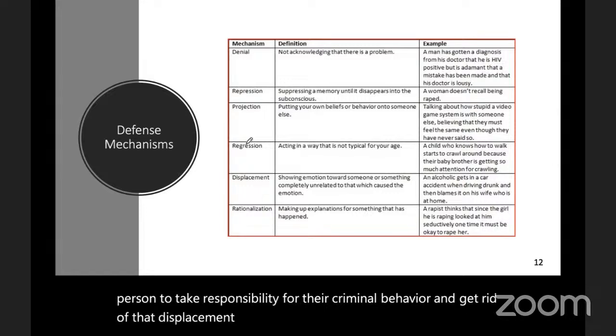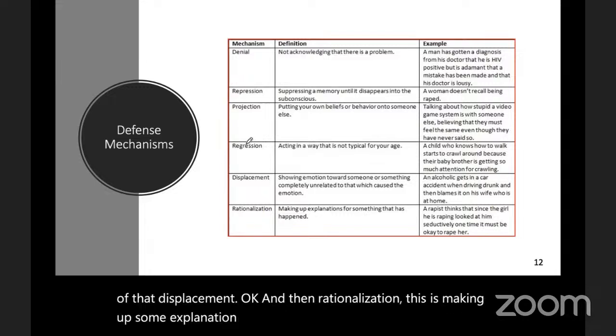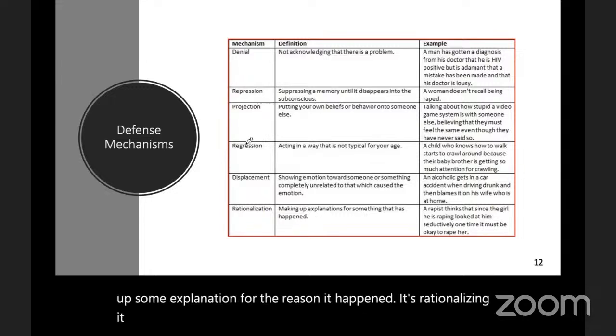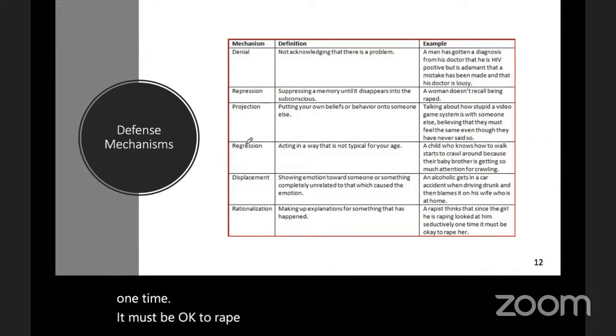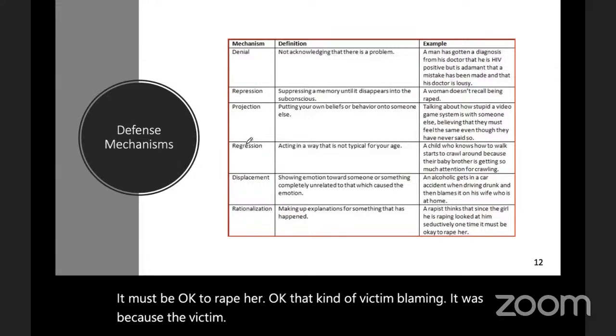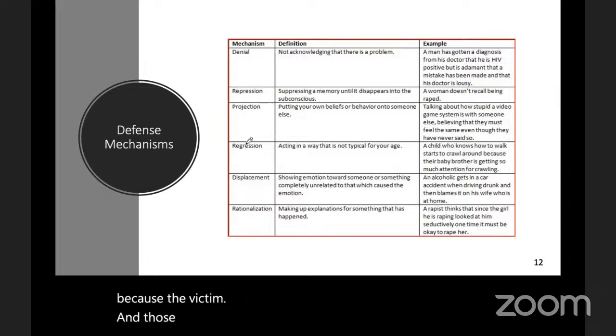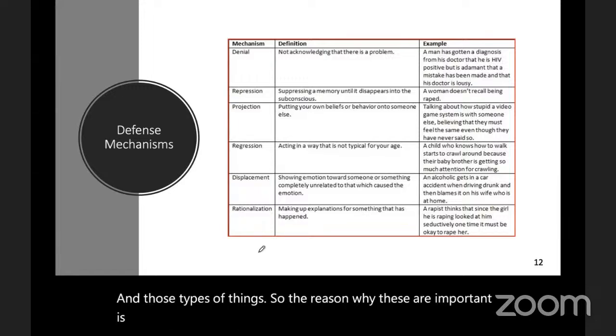And then rationalization: this is making up some explanation for the reason it happened. So a rapist thinks that since the girl he was raping looked at him seductively one time, it must be okay to rape her. That kind of victim blaming, it was because of the victim, and those types of things. The reason these are important is that they're all mechanisms to protect the self, to protect our personality.